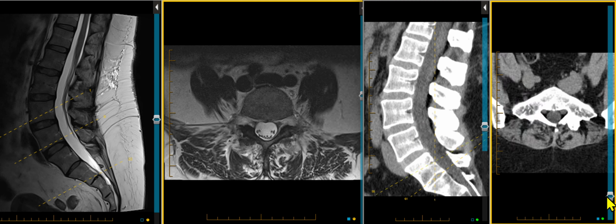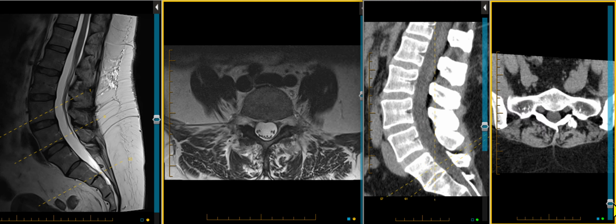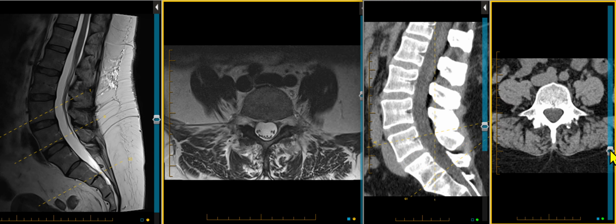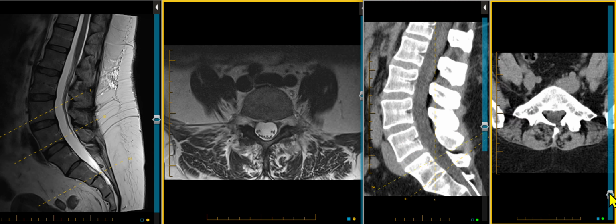And what you can see are these black holes within the deep multifidus fibers down here. And it doesn't look terrible, okay? It doesn't look terrible. It's certainly mild, maybe moderate.